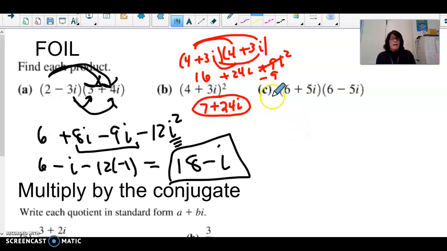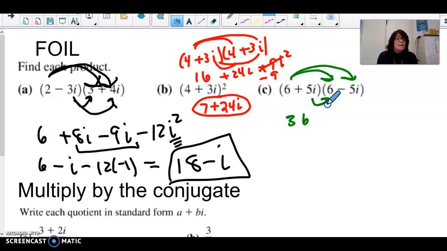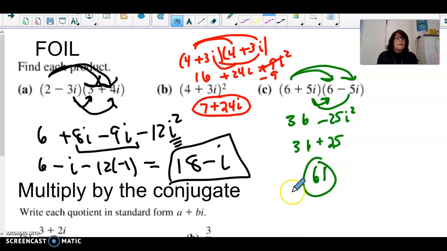Okay? Here we're going to have, this is nice, a plus and a minus, same terms. It's looking like a difference of two squares type thing. We have 36 minus 30i plus 30i, that's 0 i's, minus 25i squared. Well, i squared is -1. So we really have 36 minus -25, or 36 plus 25. And look, we get a real number.